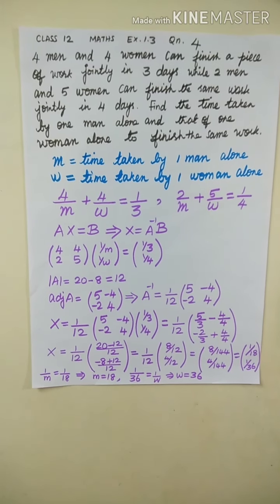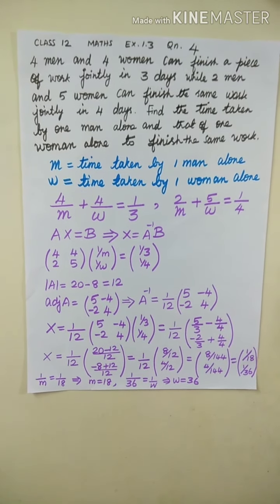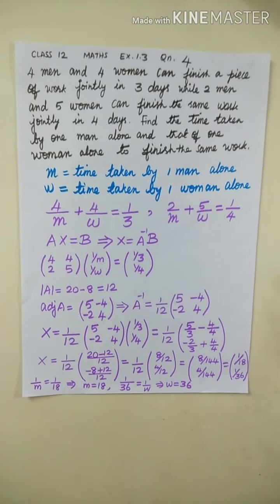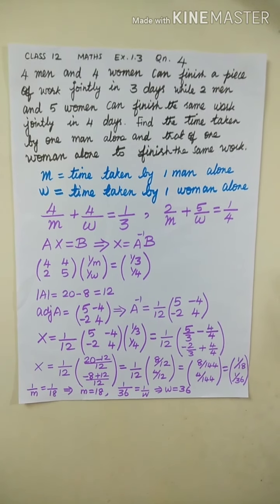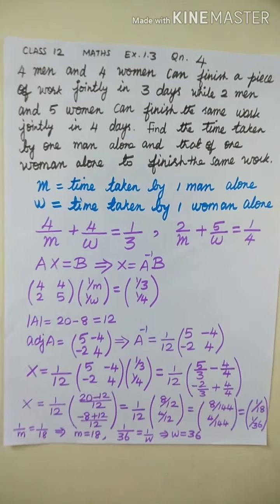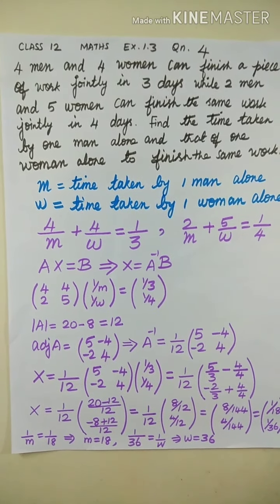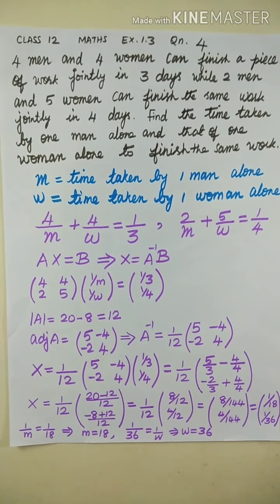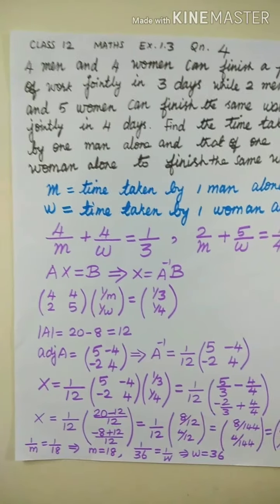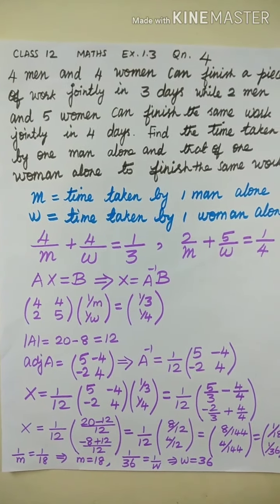Question number 4. 4 men and 4 women can finish a piece of work jointly in 3 days, while 2 men and 5 women can finish the same work jointly in 4 days. Find the time taken by one man alone and that of one woman alone to finish the same work.